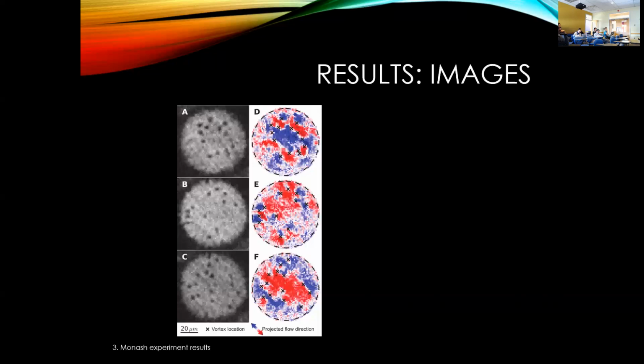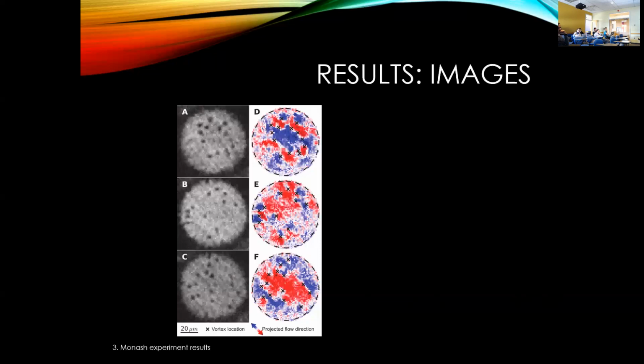So these are the kind of density images and velocity field images that we get out. On the left, you can pretty clearly see where the vortices are. And on the right, again, you see this blue and red velocity map. So the first thing you do is you detect the vortices in this image, and you put their locations onto this image.